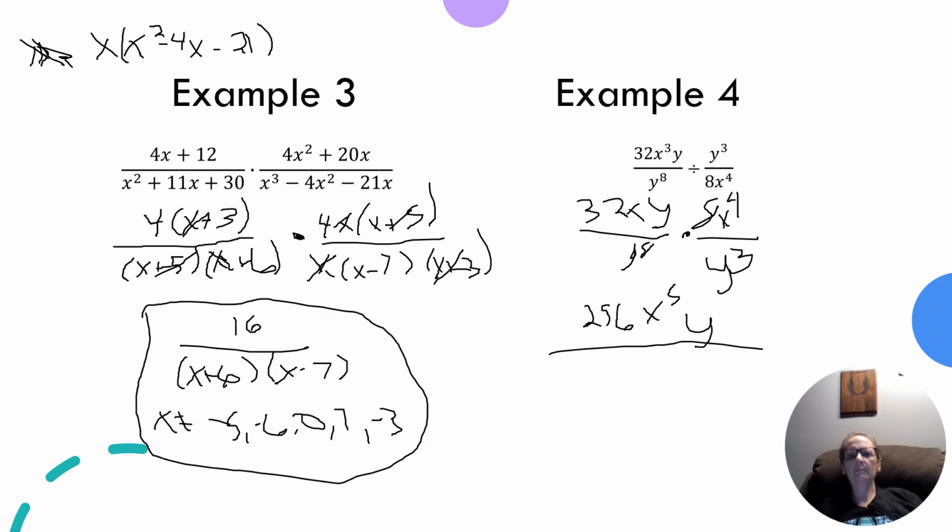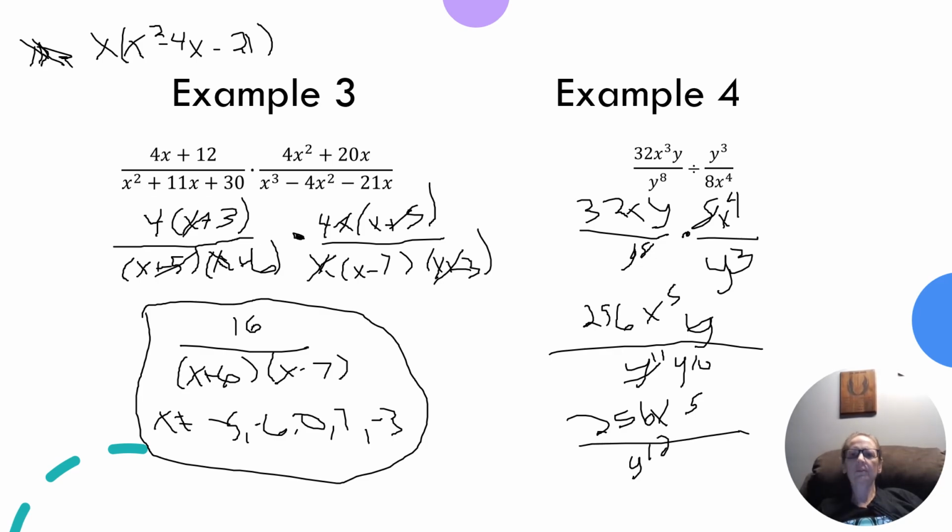And down at the bottom, I have y to the eighth and y to the third. So that's y to the 11th when we combine them. Now we can cancel. So we can take this y out of the y to the 11th and we're left with y to the 10th. So my final answer is 256 x to the 5th over y to the 10th.